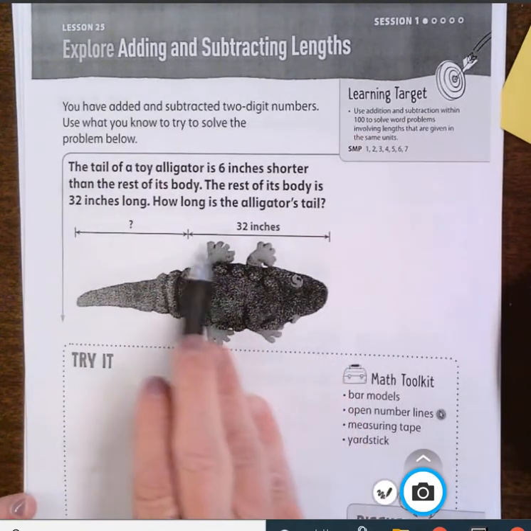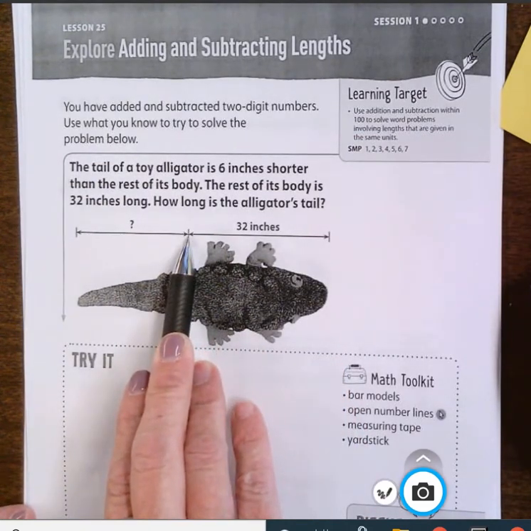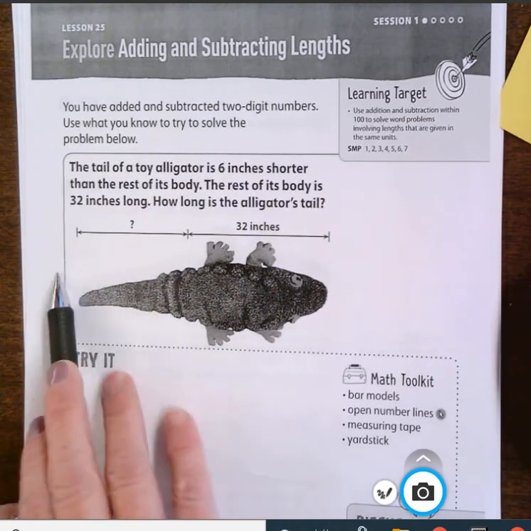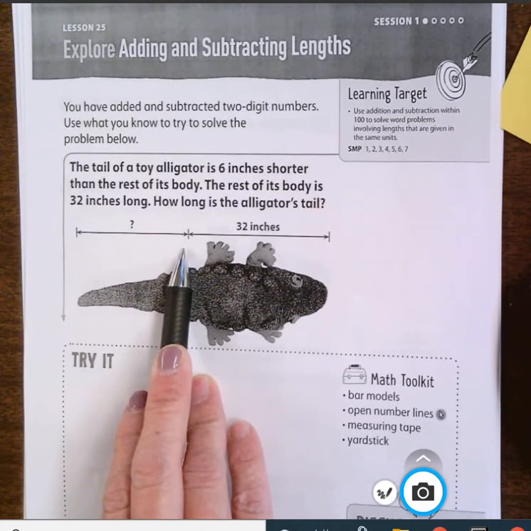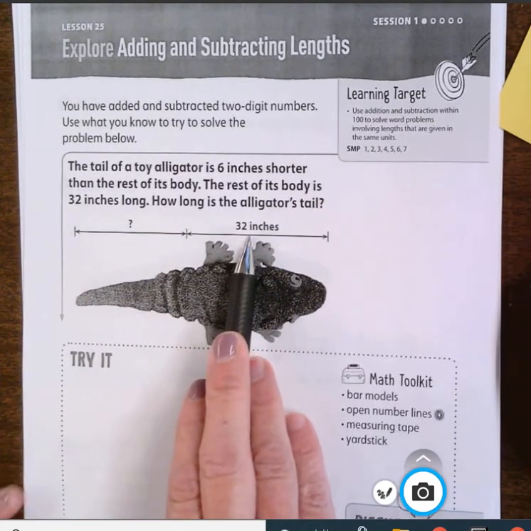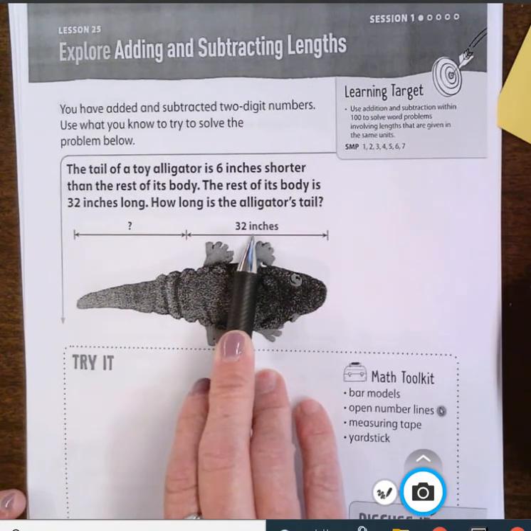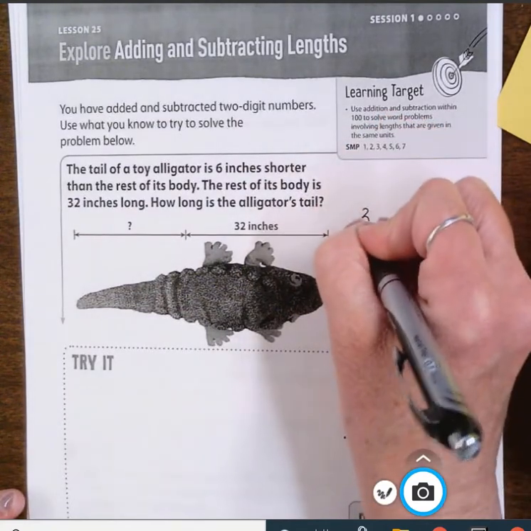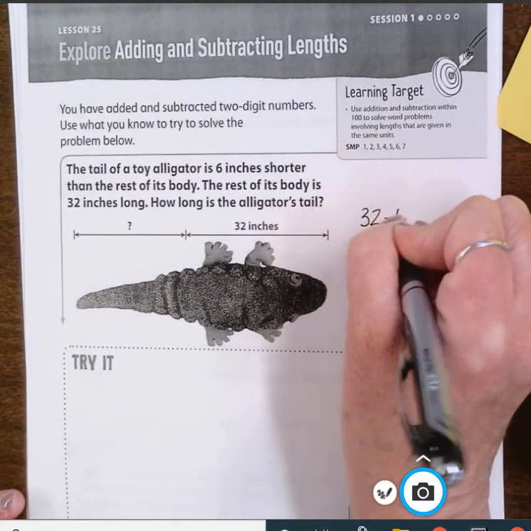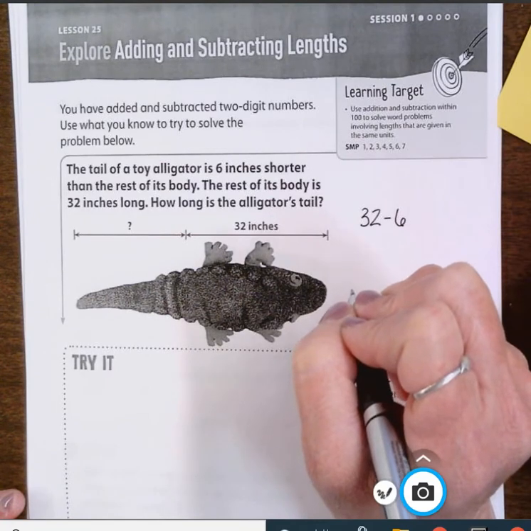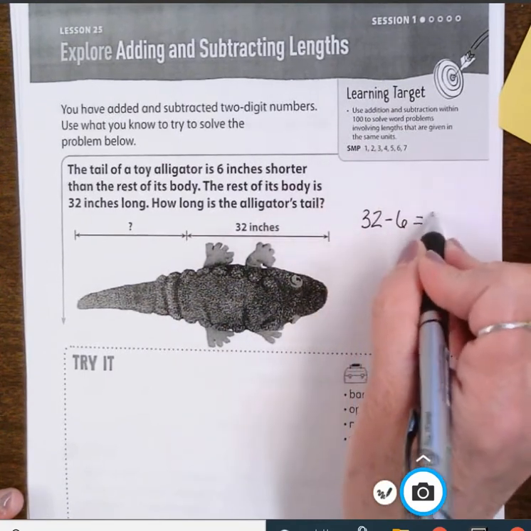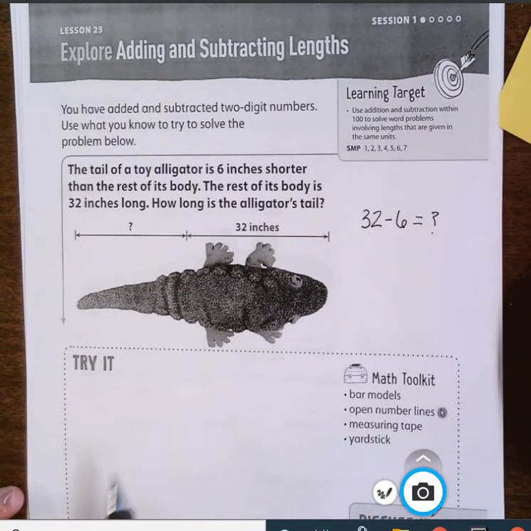So we know that this is 32 inches. And we know the tail is 6 inches shorter than the rest of the body. So we need to say, what's 6 inches shorter than 32? So we need to do 32 minus 6, right? That's what we're trying to find. So what would that be?